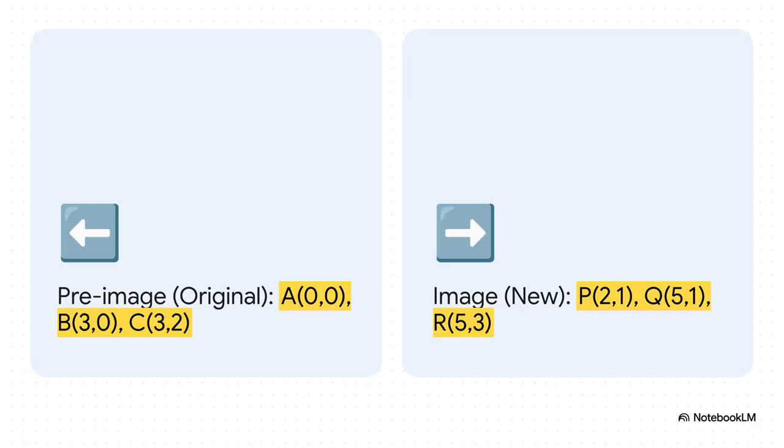And here's how the math tells that story. Let's just track one point on our original shape, what we call the pre-image. Point A is sitting at coordinates (0, 0). Now the rule for our slide is the vector (2, 1), which is just code for move 2 units to the right and 1 unit up. So for point A, you take its x value, 0, and you add 2. You take its y value, 0, and add 1. And boom, our new point, P, lands right at (2, 1). You do that for every single point, and you get a perfect, predictable slide.